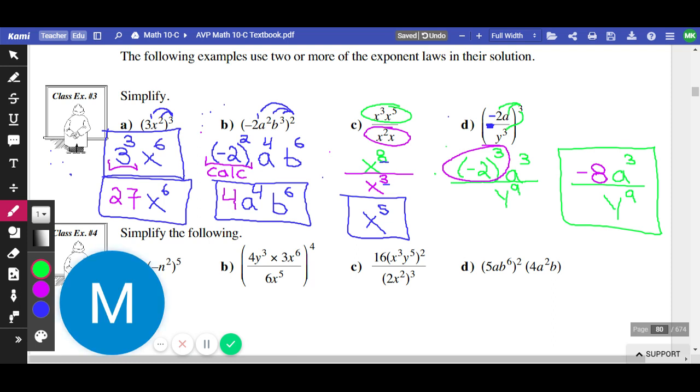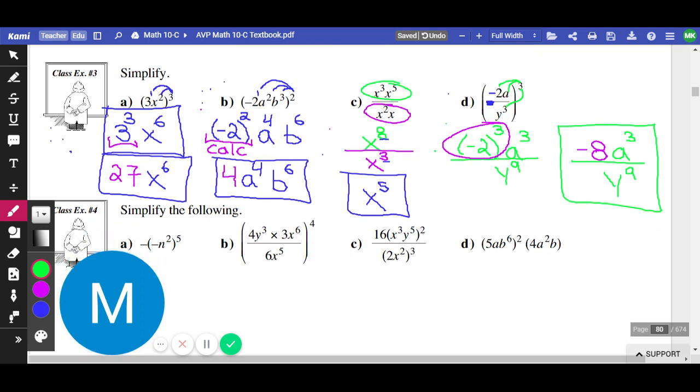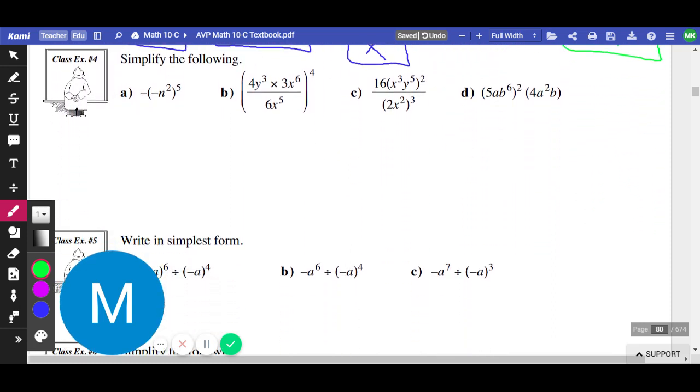Let's make it a little more challenging. Okay, it just keeps getting harder. Isn't that nice? Look at these guys.